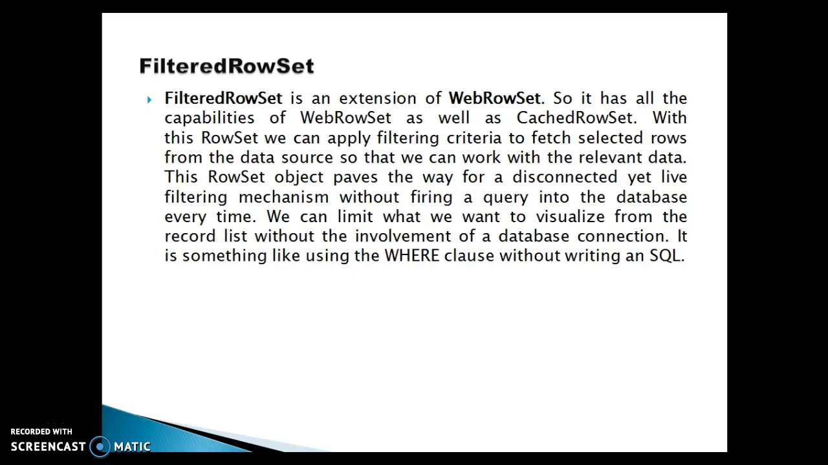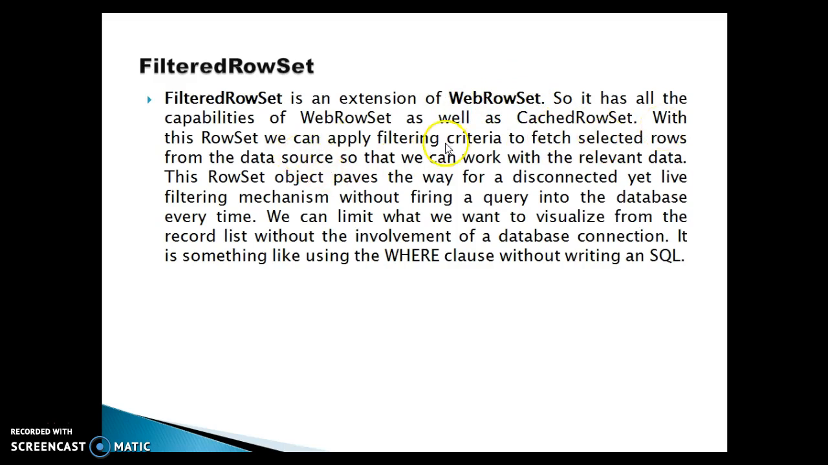Now the next row set type we have is filtered row set. Filtered row set is an extension of web row set. That means the filtered row set interface extends web row set, and web row set again extends the cached row set. So it has all the capabilities of web row set as well as cached row set. Basically, filtered row set inherits properties or features from the web row set as well as cached row set.